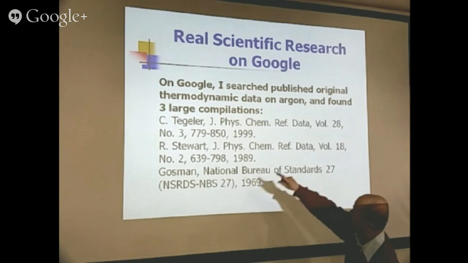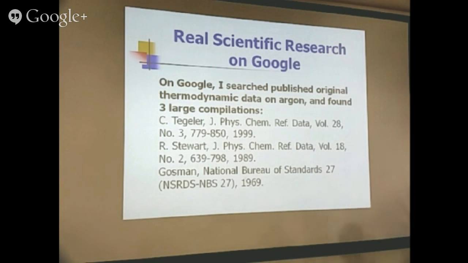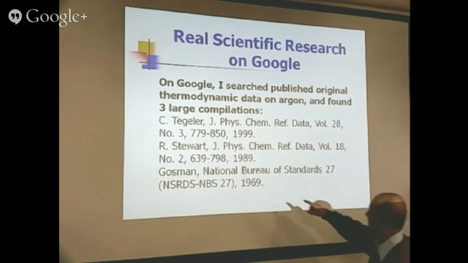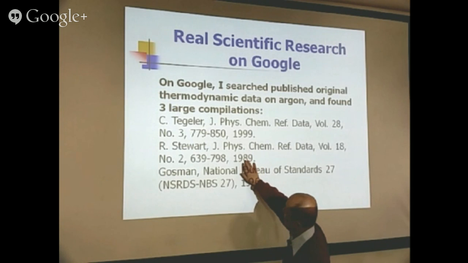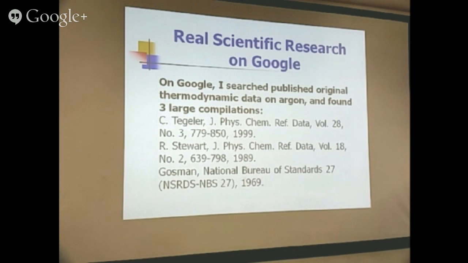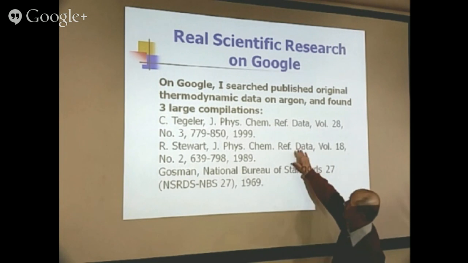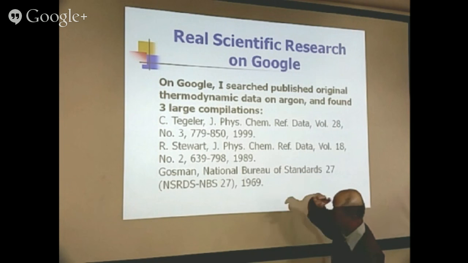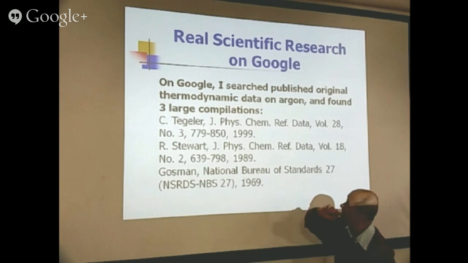And in 1989, there's another. People publish lots of this data in the Journal of Physical Chemistry Reference Data series, and in 1989 there's a big compilation. And in 1999, another big compilation came out, which they wanted to use to substantiate another equation of state. I have copies of all of these, all as PDF files.